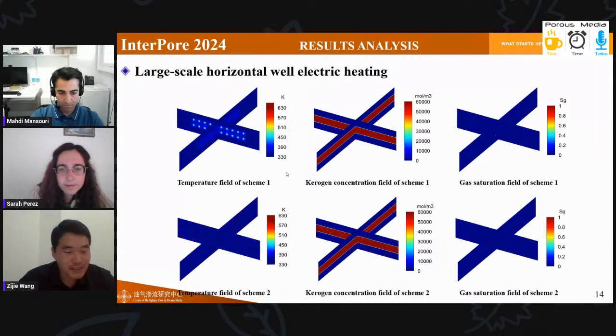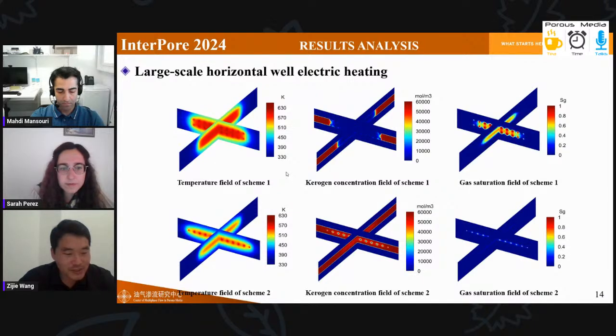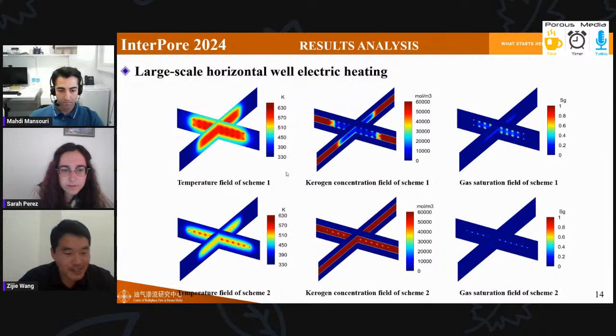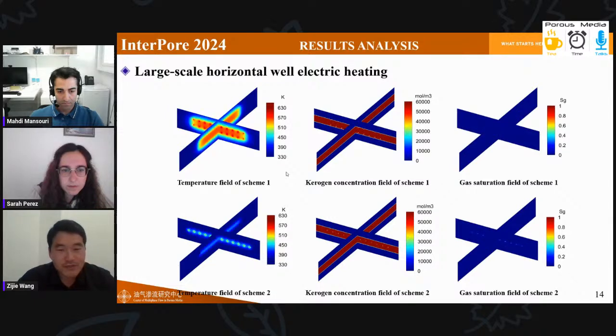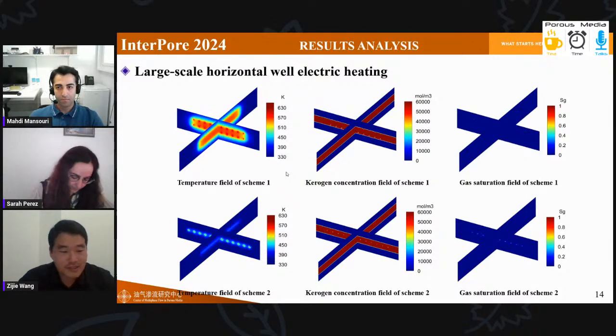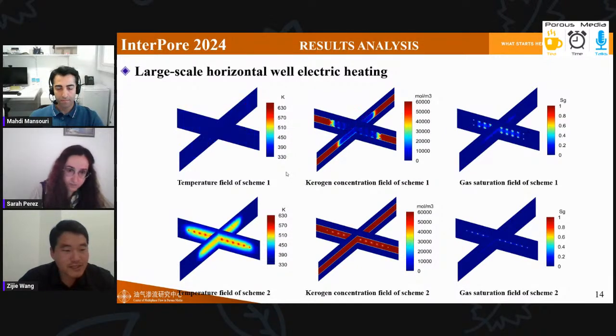shown in the figure. It can be seen that in Scheme 1, the temperature within the heating zone reaches about 560 Kelvin, and the pyrolysis reaction occurs with corrosion completely consumed. When the temperature reaches 630 Kelvin, the hydrocarbon cracking occurs rapidly and the gas saturation increases, while the heating efficiency in Scheme 2 is lower than Scheme 1.